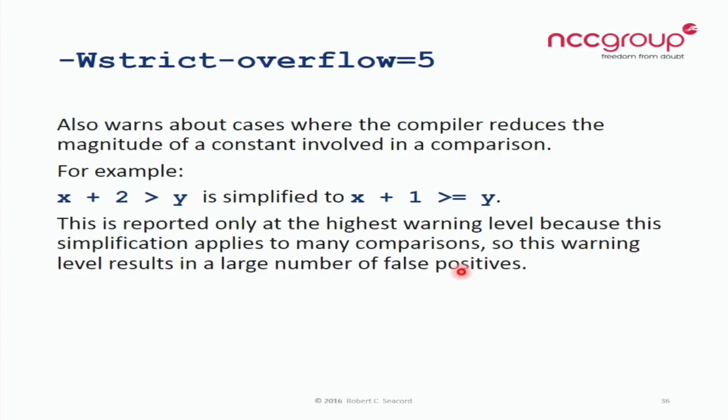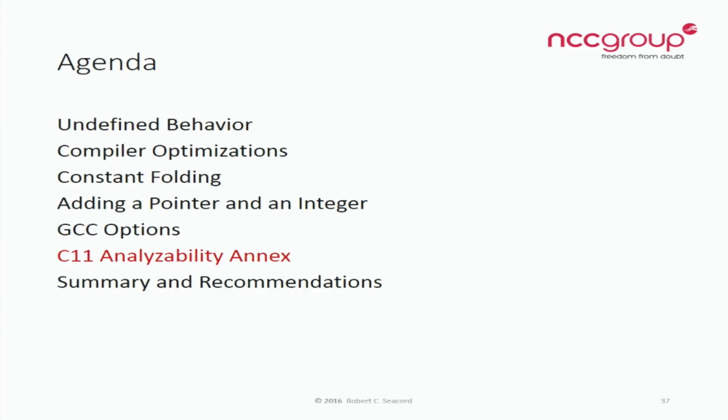And strict overflow 5 also warns about cases where the compiler reduces the magnitude of a constant. So for example, you might have a compiler in which greater than and greater than or equals comparisons cost exactly the same, but maybe an increment operation is a little bit cheaper than an addition operation. And so on those sort of targets, the compiler might change x plus 2 greater than y to x plus 1 greater than or equal to y. So this is only reported at the highest warning level because it could generate a large number of false positives.